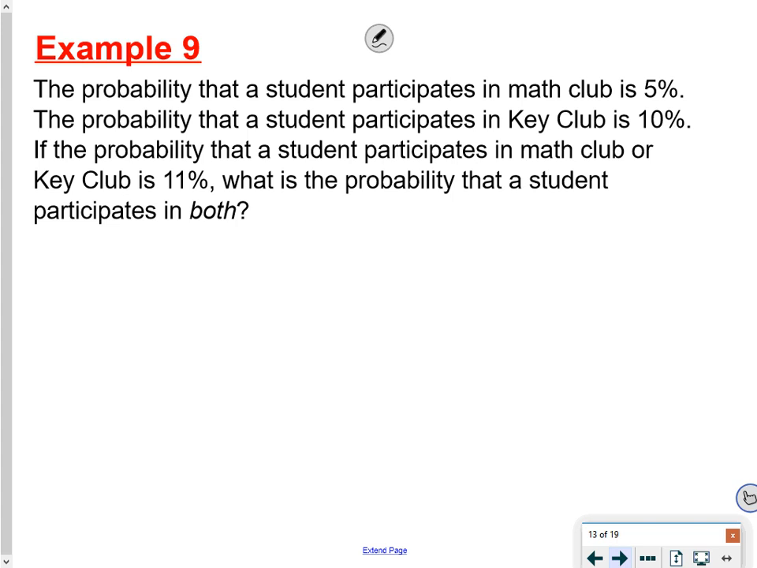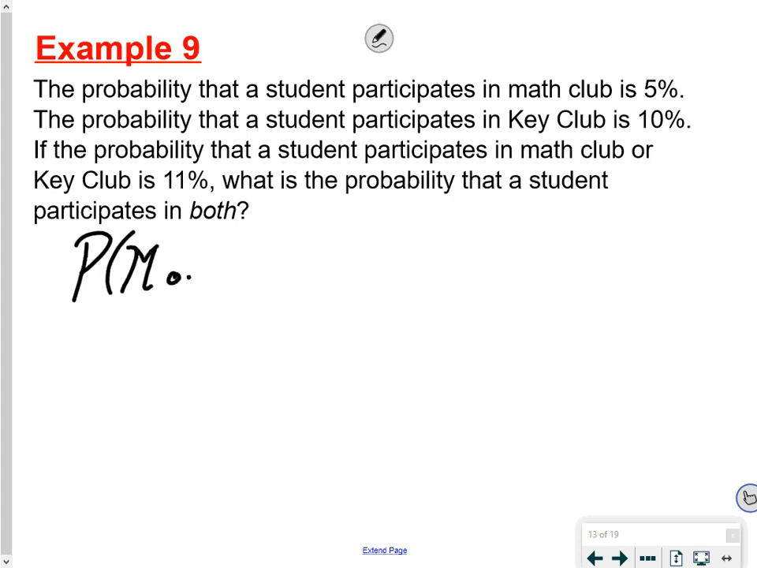All right, last problem here. In example 9, the probability that a student participates in math club is 5%. Let's say the probability that a student participates in key club is 10%. If the probability that a student participates in math club or key club is 11%, what's the probability that they participate in both? Okay, so once again, I'm going to write down the equation, but in this case, I'm going to use M and K for math club and key club.